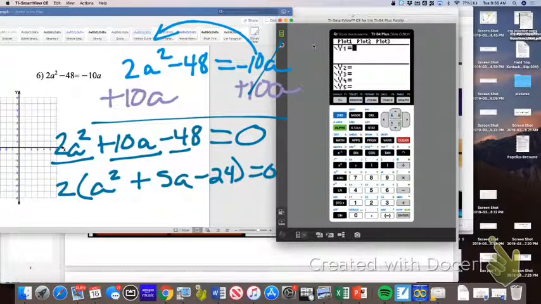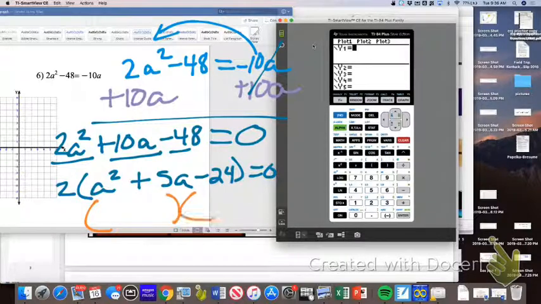Remember, the whole point of doing that is that now it's easy to find the zeros because we don't have big numbers like a minus 48 and a 10 anymore. We've got much smaller numbers to work with now, so that when we go to factor it, we've got easier numbers to work with, which takes me to my next step.